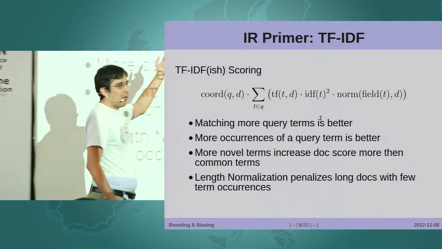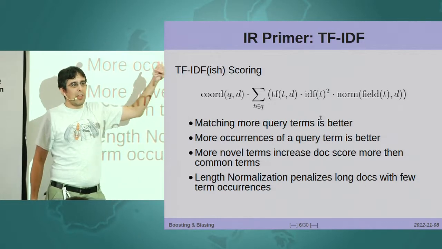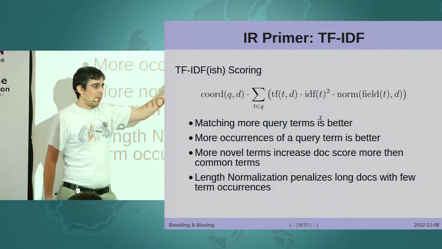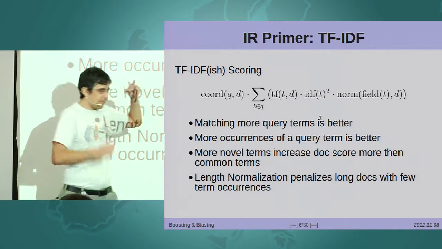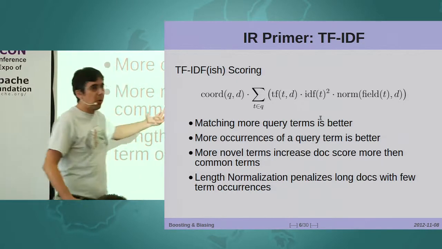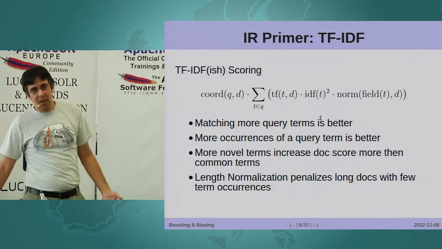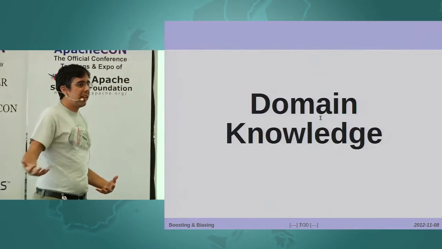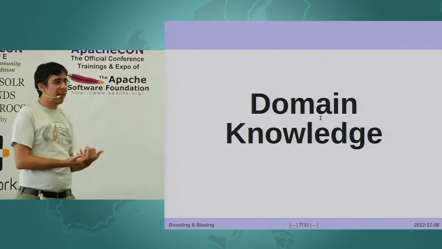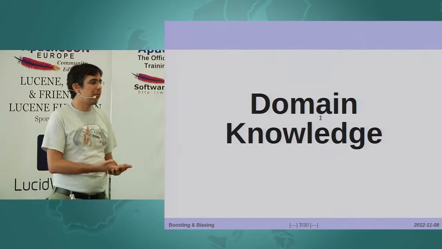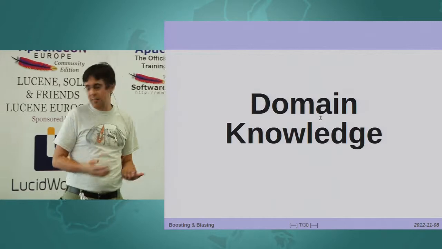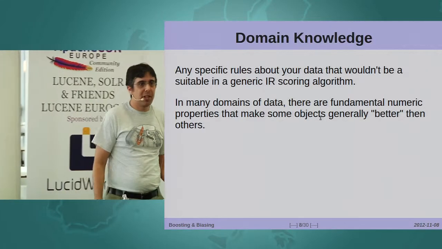Nothing in here knows about products. Nothing in here knows about the sales rank of a product, the price of a product, the popularity of a product, the color of the product. All it knows is words. So it's not going to be able to apply the domain knowledge that you might already have about your own data to factor that in. It only knows about text. It only knows about keyword frequency, keyword commonality, things like that. That's what we mean when we talk about domain knowledge.